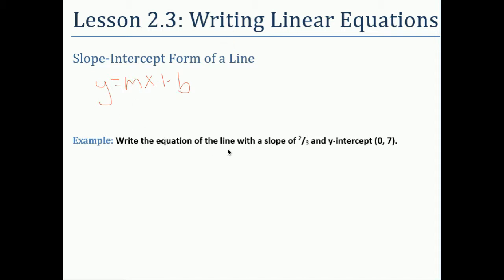And so this says write the equation of a line with a slope of 2/3 and a y-intercept of (0, 7). Well, y-intercept of (0, 7) just means it crosses the y-axis at 7. So this one's really straightforward. We have y equals m, and m is our slope, so 2/3, times x plus the y-intercept, which is 7. That's our answer.